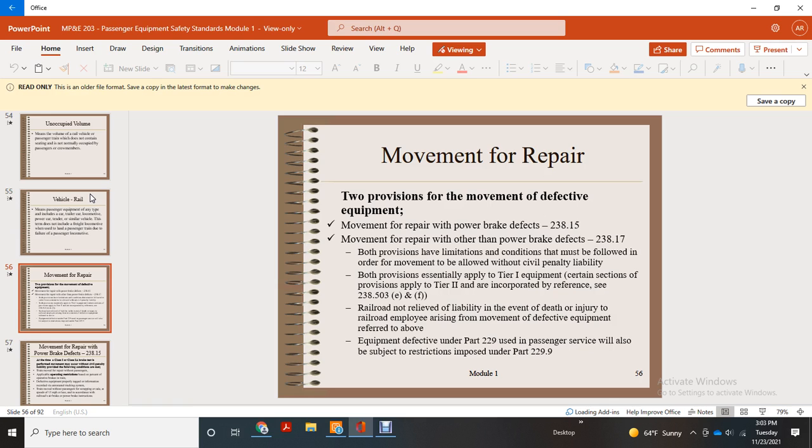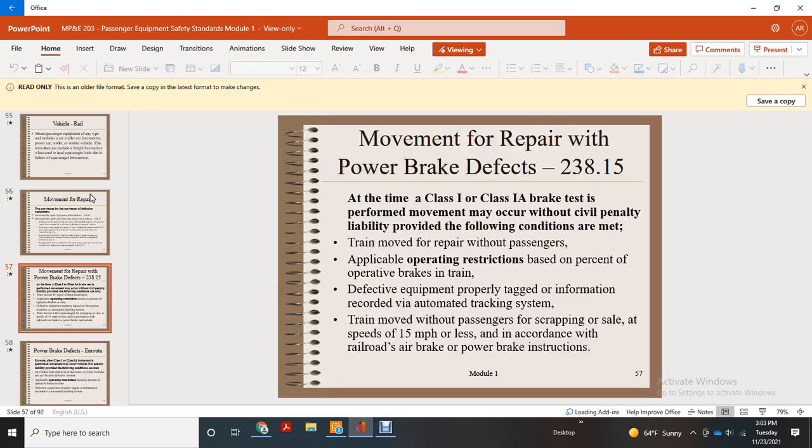The railroad is not relieved of liability in the event of death or injury to a railroad employee arising from the movement of the defective equipment referred to above. Equipment defective under Part 229 and used in passenger service will also be subject to the restrictions imposed within Part 229.